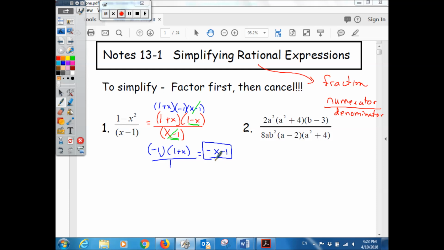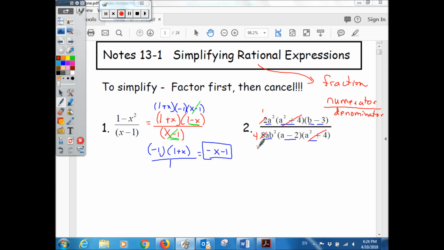For number 2, notice that we've already got factors separated out. It's already in factored form, so we just need to find factors that match that we can simplify. When I look at this, I see an x squared plus 4 on top and an x squared plus 4 on bottom, so those cancel. Looking at my numeric values, I've got a 2 and an 8, so 2 goes into 2 one time, and 2 goes into 8 4 times.